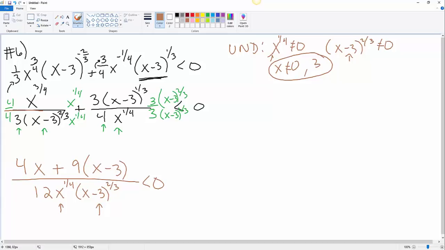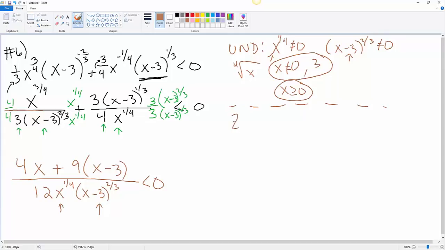The other thing is the 1/4. That's going to be the 4th root of x. That's an even root, so that also means x can't be negative, so x can only be greater than or equal to 0. So we need to think of these simultaneously together.